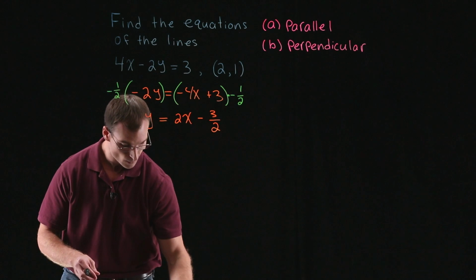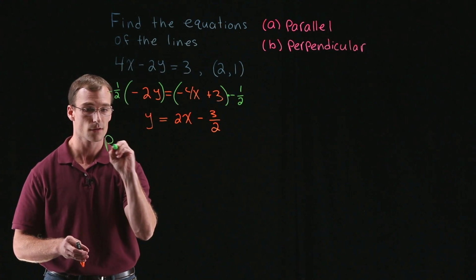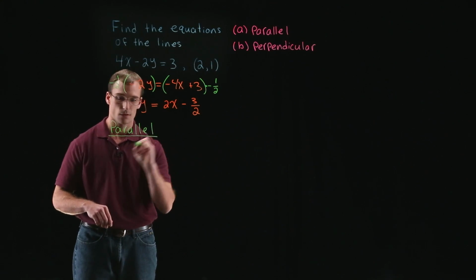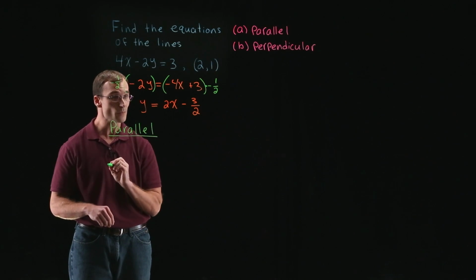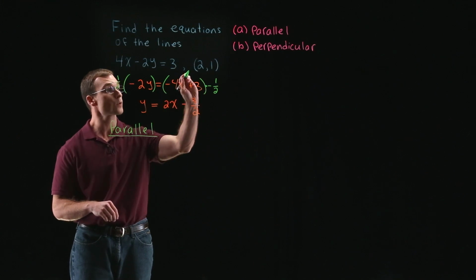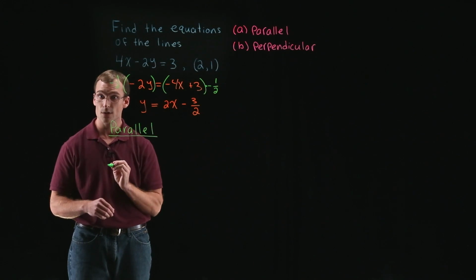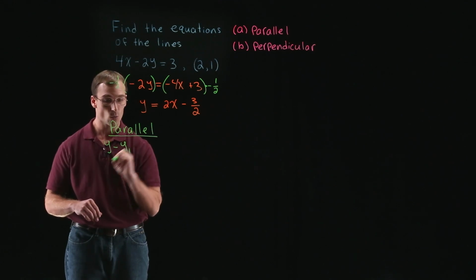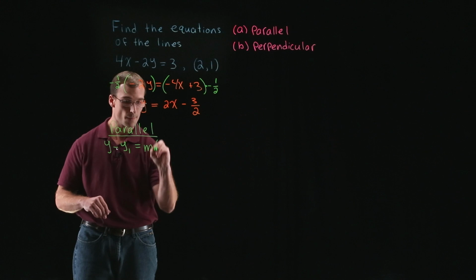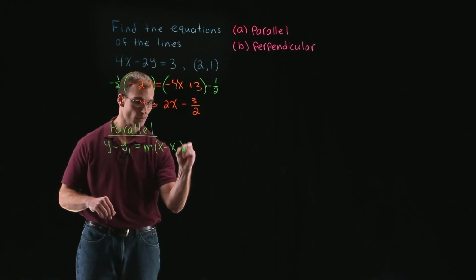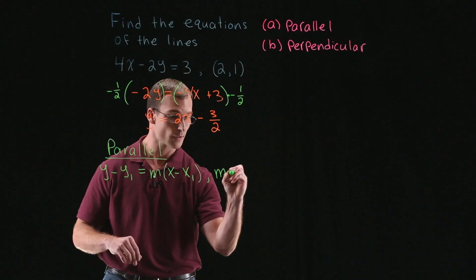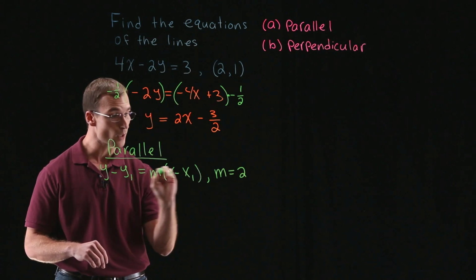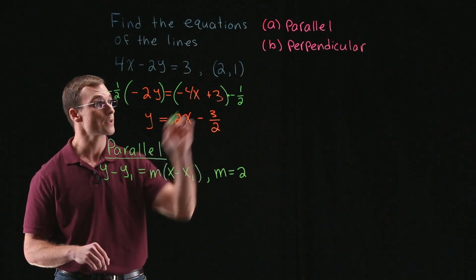And so if we want to find a line that's parallel to this, we know that line is going to have slope 2, and we also know that line is going to go through the point with coordinates (2, 1). To help us find that, we can use the point-slope form of an equation of a line. So y minus y1 is equal to slope m times x minus x1, where our m, the slope, is going to be the same as the slope of our line here, m equal to 2. And our y1 and x1 are going to be the coordinates of our point.